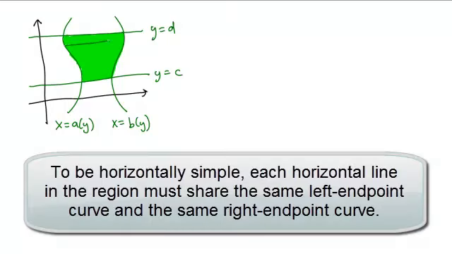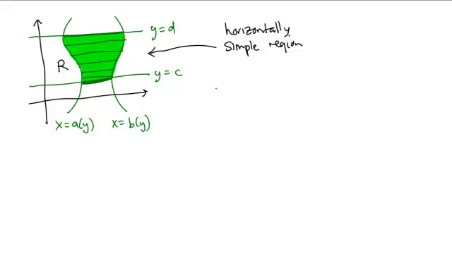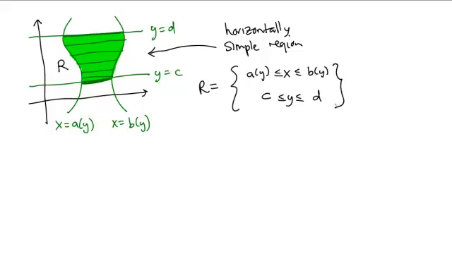Such a region is called horizontally simple because every single horizontal line in the region has the same left and right defining curves. If we called this region R, then we could describe this region as a pair of inequalities, just like we did for vertically simple regions. In this case, the y values will go between two fixed numbers, the lowest y value of c and the highest y value of d, whereas the x values will range between their left curve and their right curve. So any region which can be described like this is also a horizontally simple region.